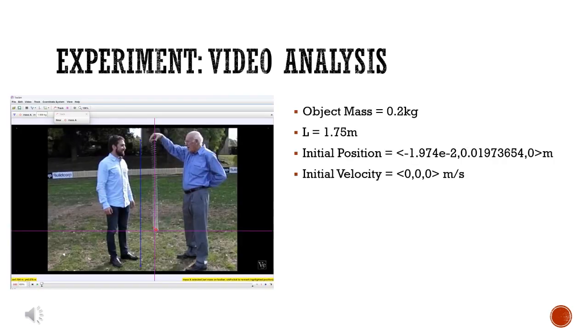For the observed motion, we're going to be studying this video by Veritasium, and we're going to assume that the object mass is about 0.2 kilograms and the drop height is going to be around 1.75 meters. The initial position will depend on your calibration, and the initial velocity will be 0 because the spring is at rest.